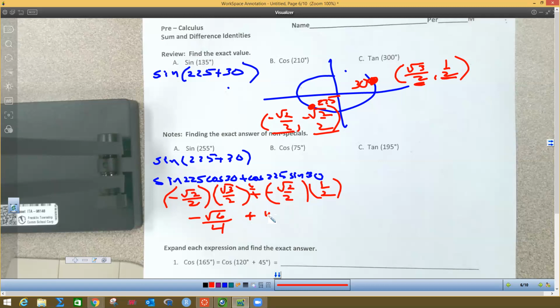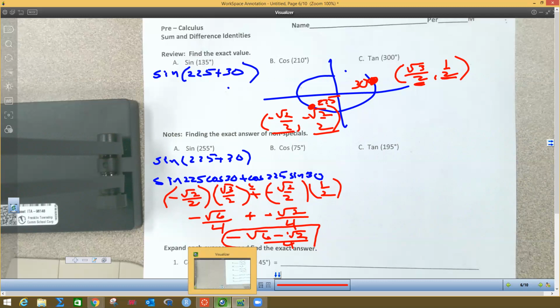Negative radical 2. And what's 2 times 2? What happens real nice with the denominators? They have a common denominator. So we're going to put both numerators over the common denominator, and this is my answer right here.